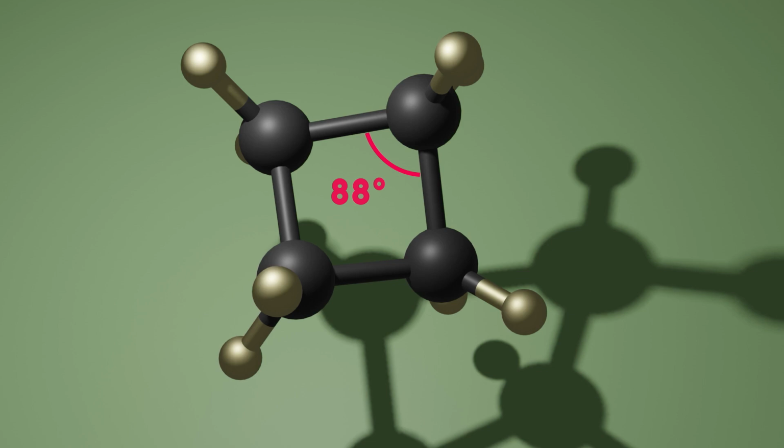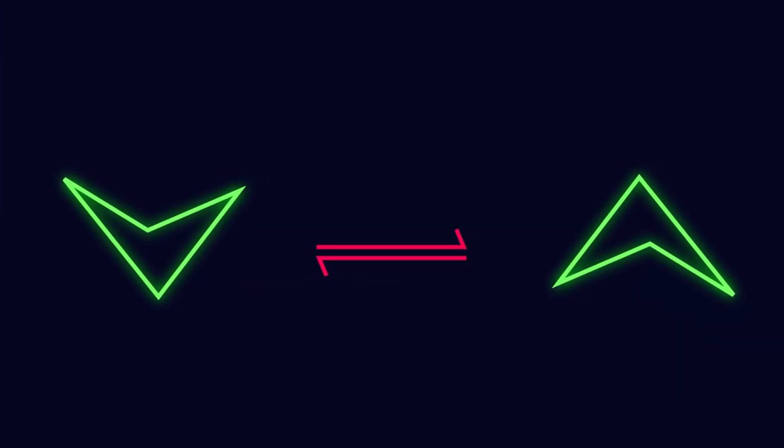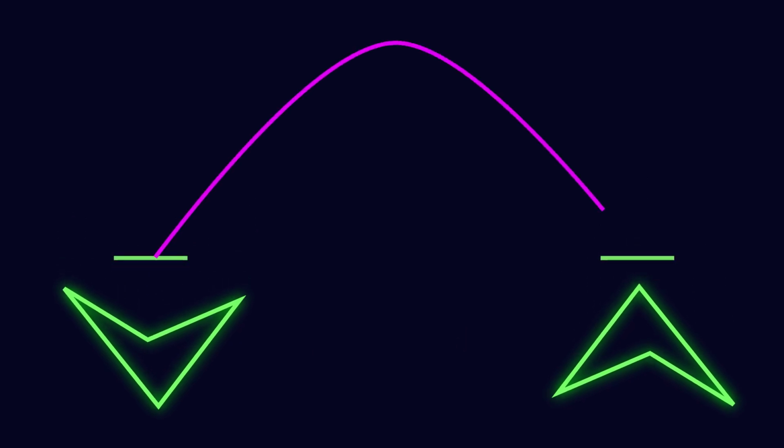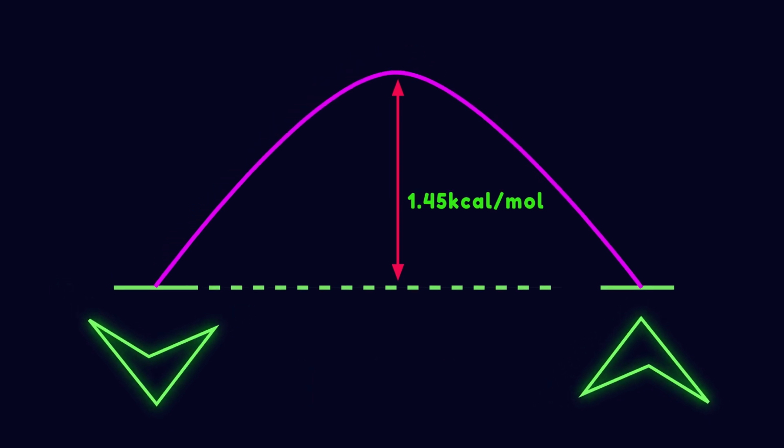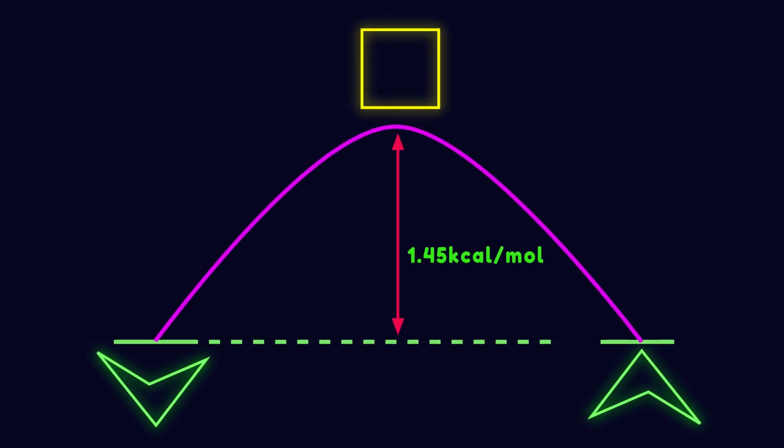bond angle. Unlike cyclopropane, cyclobutane undergoes ring inversion, a dynamic process that interconverts two puckered conformations. The energy barrier of this process is 1.45 kilocalories per mole, which is a very small value. This back and forth between two conformations is called butterfly motion. In the ring inversion process, cyclobutane must pass through a planar conformation, which is a transition state.